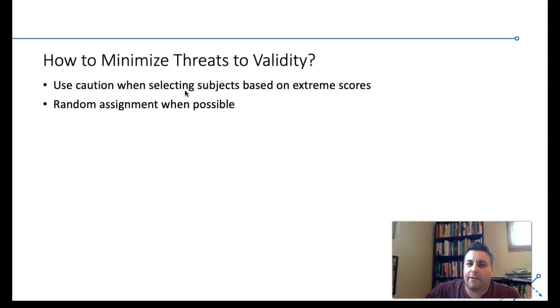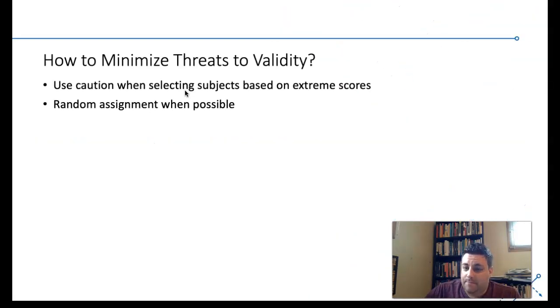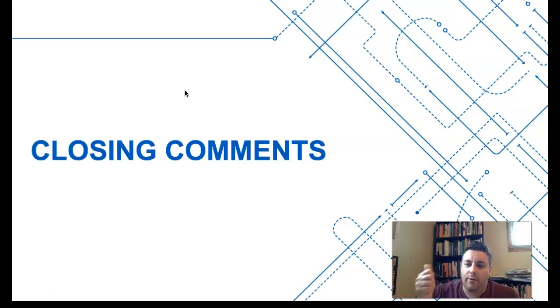So how else do we minimize the threats to internal validity? We're cautious when subjects have extreme scores on assessments. We use random assignment when possible, and if we use random sampling, we'd also have a really robust defense against internal validity threats. So I know we've used validity a number of times here, and we've also used randomization a number of times here in these different contexts.